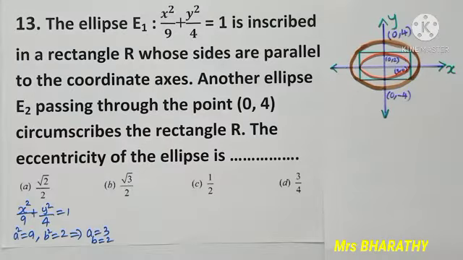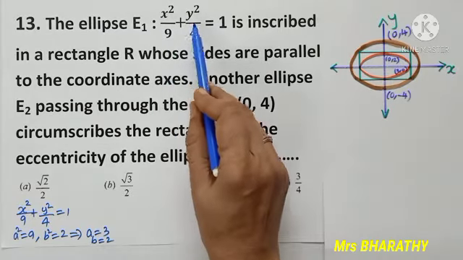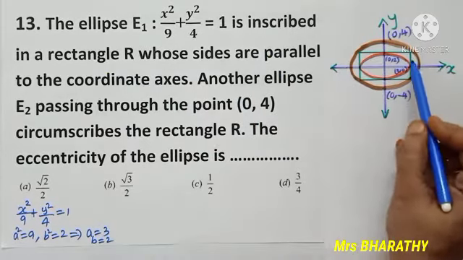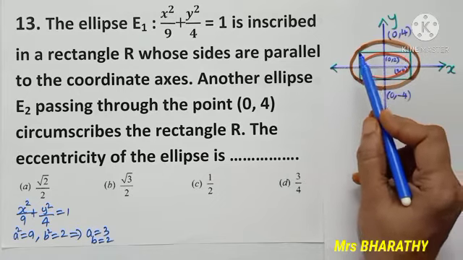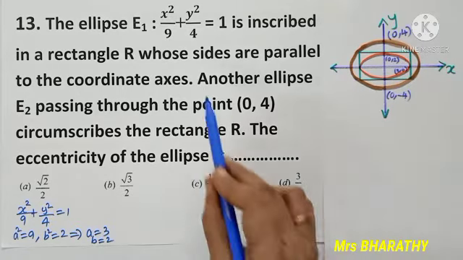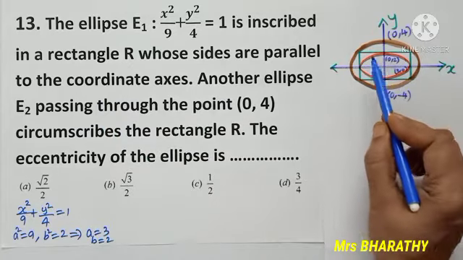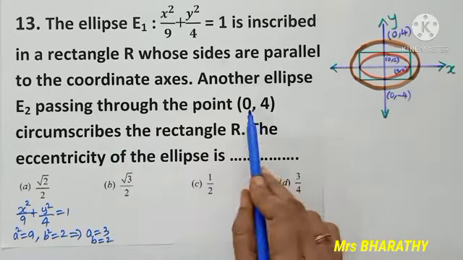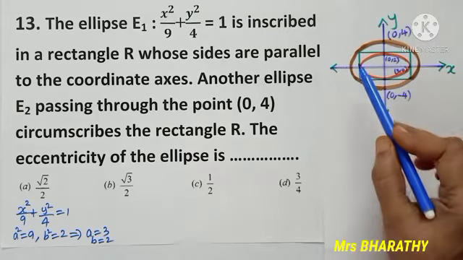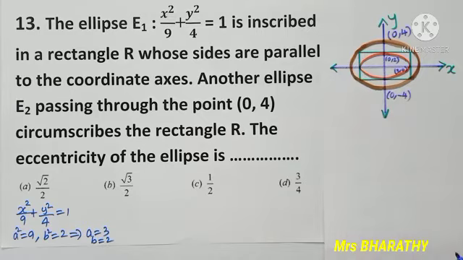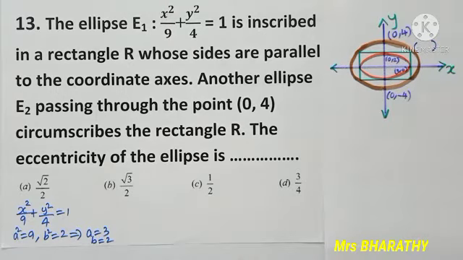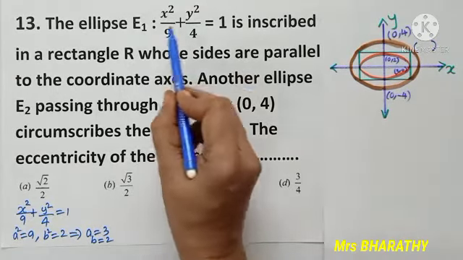Question number 13. The ellipse x square by 9 plus y square by 4 equals 1 is inscribed in a rectangle R. Look at the diagram. The ellipse is inscribed in a rectangle R, whose sides are parallel to the coordinate axes. Length parallel to x-axis, breadth parallel to y-axis. Another ellipse passing through the point 0, 4 circumscribes the rectangle. Circumscribes the rectangle tells me I can find out the point where it is passing through from the given ellipse.